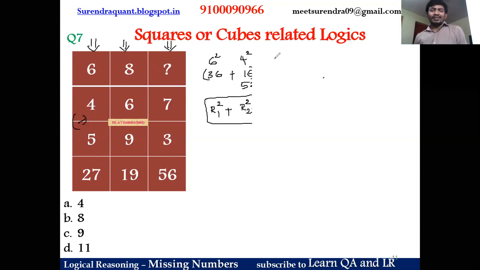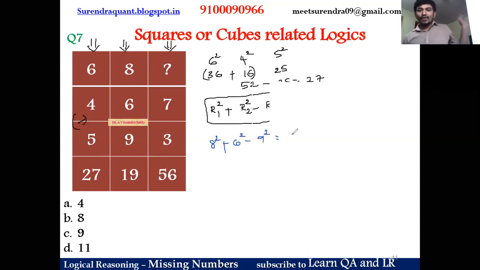Why not cross-check here? Let us try to see the second column as well. So 8 squared plus 6 squared minus 9 squared. 8 square is 64, 6 square is 36, minus 9 square is 81. So this is 100 minus 81, 19.